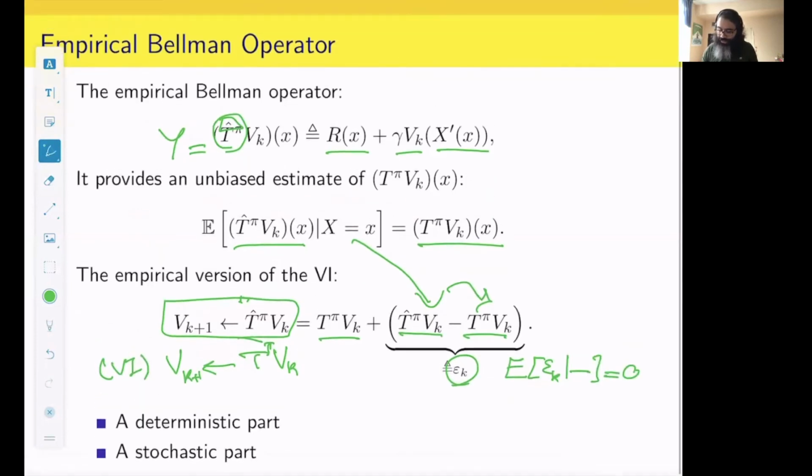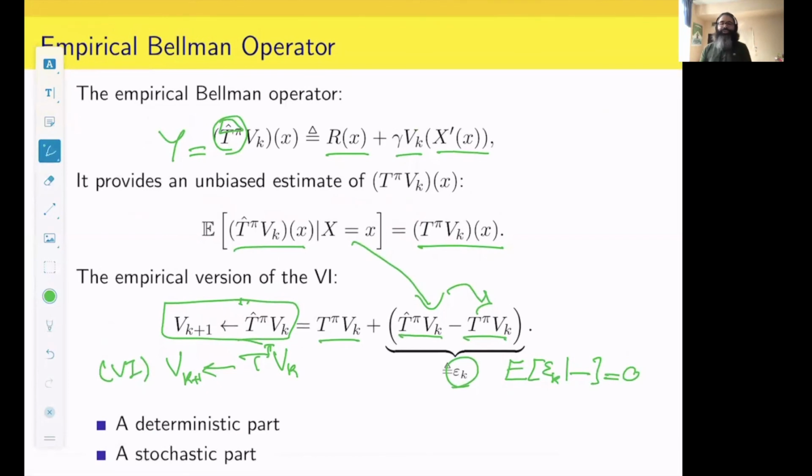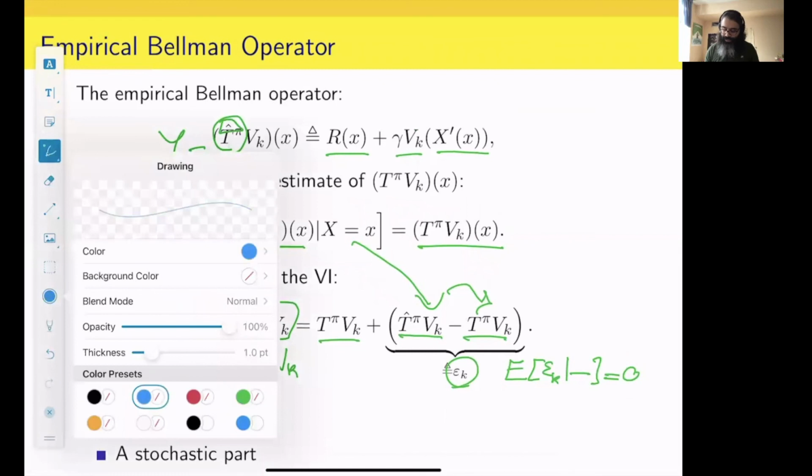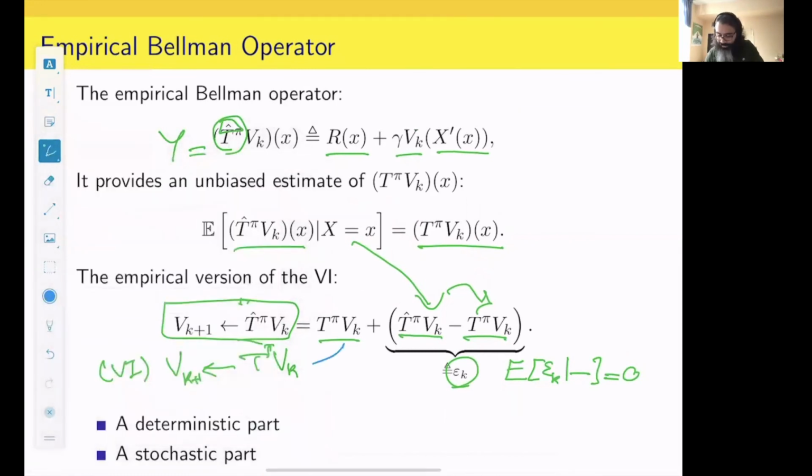So what does it mean? This empirical version of value iteration, the way I write it here, consists of two parts. One part is exactly the same as value iteration, the deterministic part. There's also a stochastic part, which is the noise coming from the difference between the effect of the Bellman operator and the empirical Bellman operator. Is this clear?